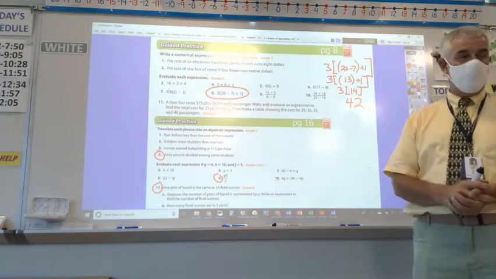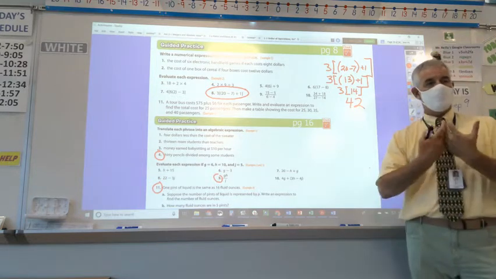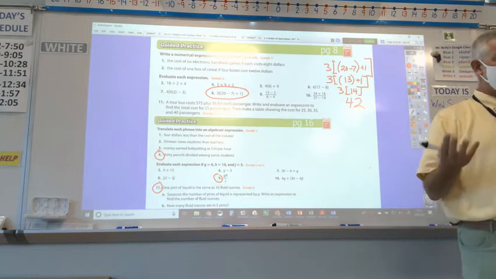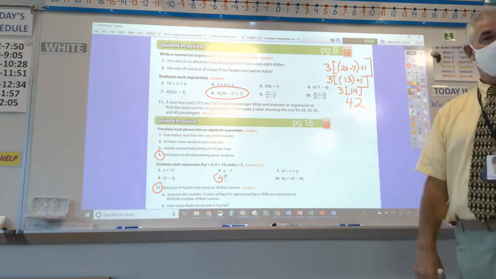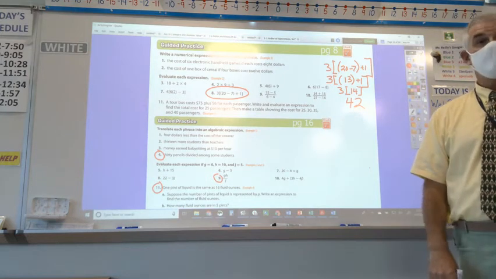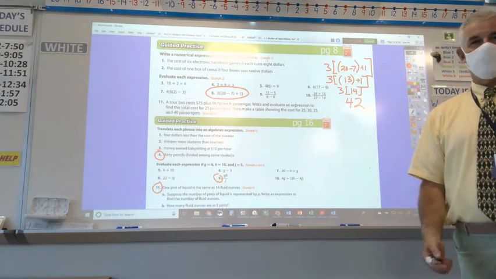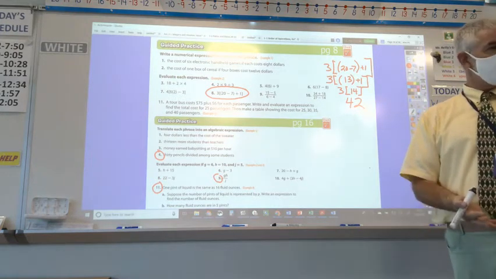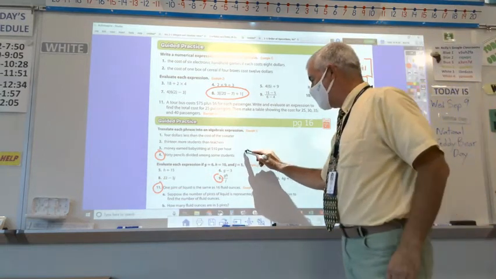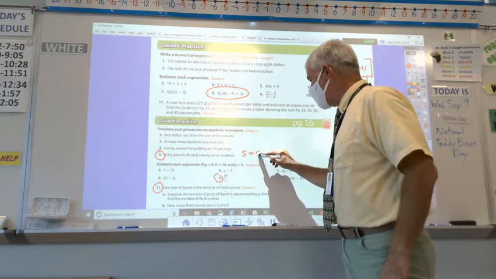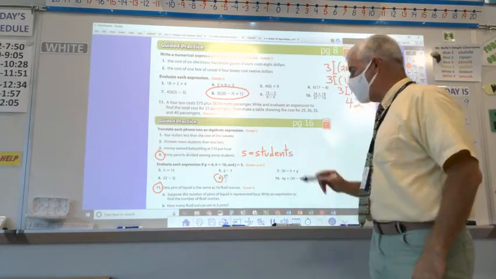Define a variable. If I'm writing an algebraic expression for a real world problem, I'm going to use a letter to represent some unknown quantity, or more than one letter. So what do you want to do for this problem? Define a variable. What is the unknown quantity in this problem? The number of students. So what letter would you like to use for that? S. Excellent choice. So I say S equals students. This is how I write my definition of a variable.